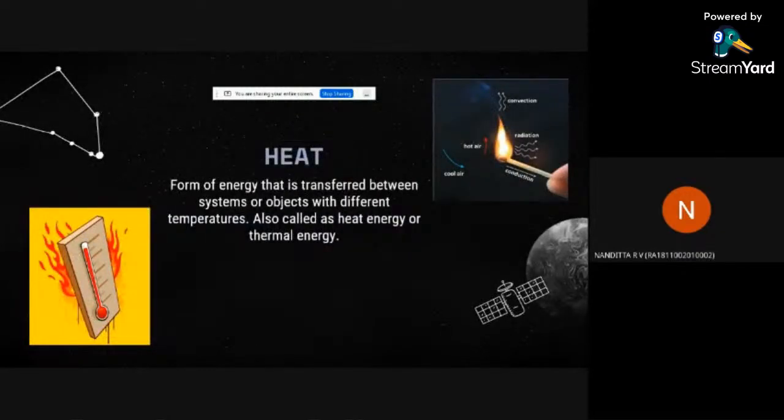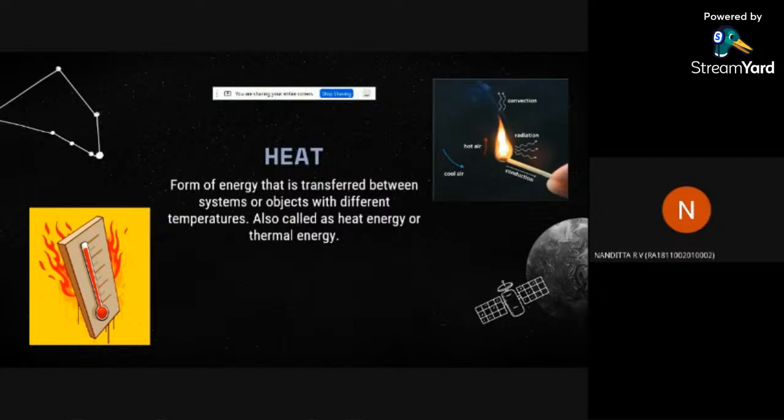So what is heat? Heat is a form of energy that is transferred between one system and another system. Heat always is transferred from a higher temperature system to a lower temperature system. Heat can also be referred to as heat energy or thermal energy. So how is heat transferred? There are three methods through which heat is transferred: convection, conduction, and radiation.